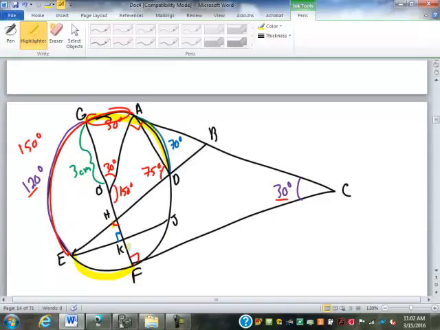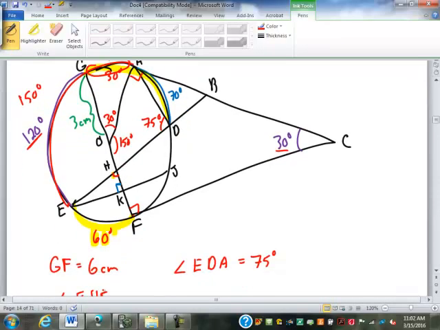Yeah, I did say that. Do we know arc EJ? Well, this has to be 60 right here, because this is a diameter, so that has to be 180. So if this is 120, that has to be 60. So we have 100 degrees and 60 degrees. So 100 plus 60 divided by 2 is 80 degrees.